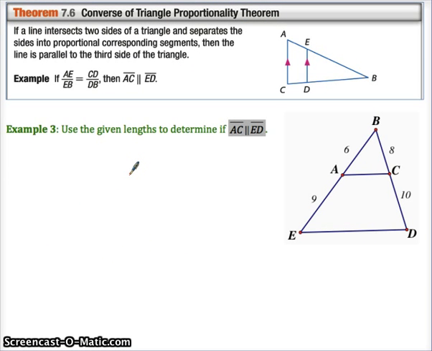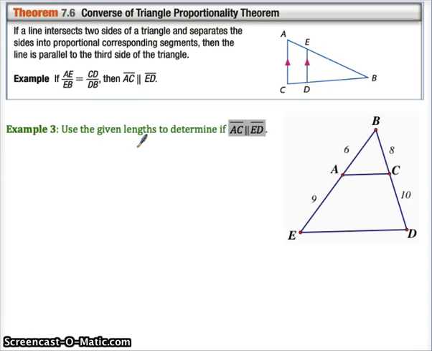Thinking about trying to figure out how to make an annotation in the YouTube video and point out my mistake so that if anyone else watches this video for test review, they see that it's a mistake. Okay. Well, if a line intersects two sides of a triangle and separates the sides into proportional corresponding segments, then the line is parallel to the third side of the triangle. So this, really all this is the converse of the last one. Notice that's why it's called converse.